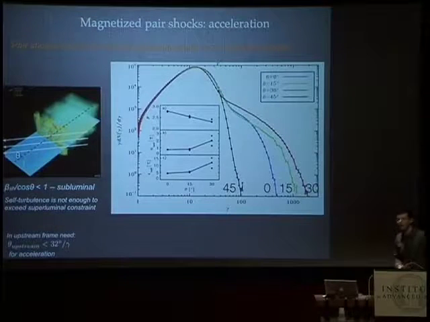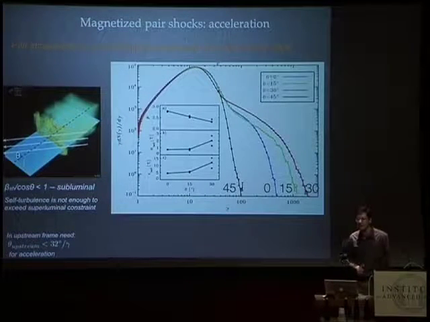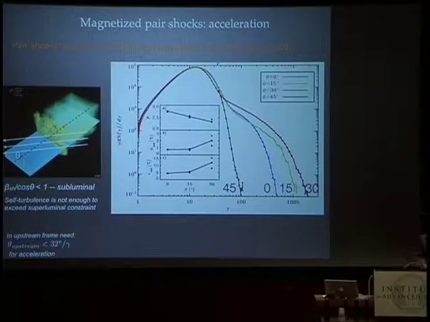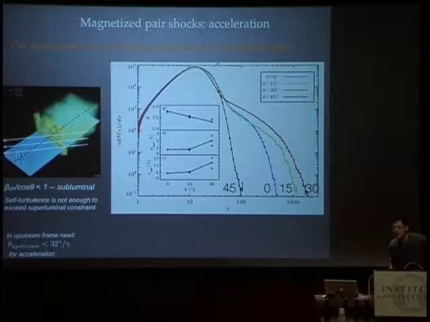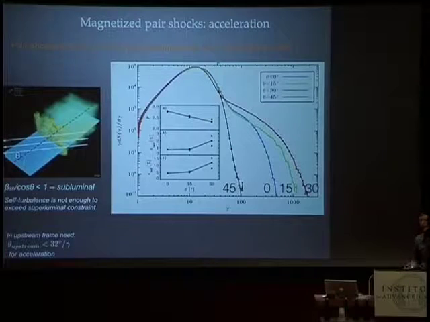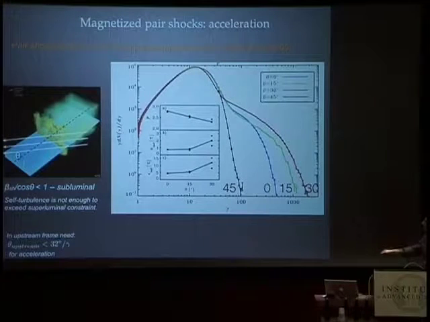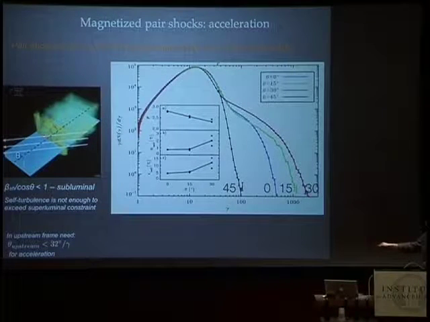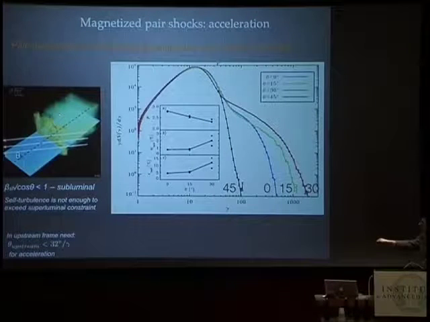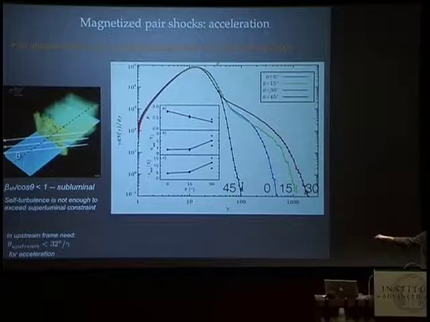Yeah, what's up? Sorry, does the magnetic field that's generated in the shock move with the shock? What's the rest frame of the field? It's not moving in the downstream frame. So it's frozen into the downstream plasma. So the field is advected with the incoming flow, and then it's frozen into the downstream plasma.